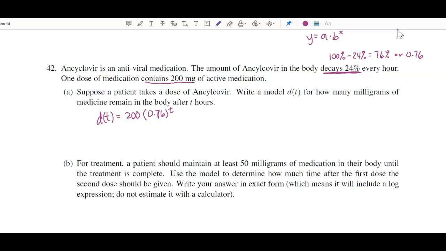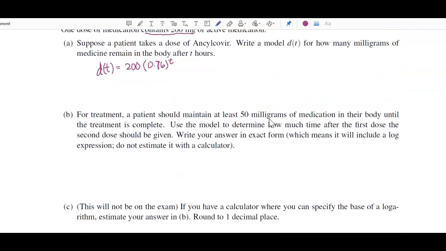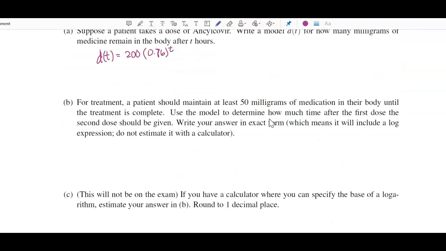And then part B. So the patient needs to maintain at least 50 milligrams of medication in their body until the treatment is complete. So they've got to keep a certain amount in just to make sure that the stuff doesn't come back and you get more sick. So it can fight it off. So we're trying to figure out how much time. So you're trying to solve for time. How much time after the first dose should the second dose be given?